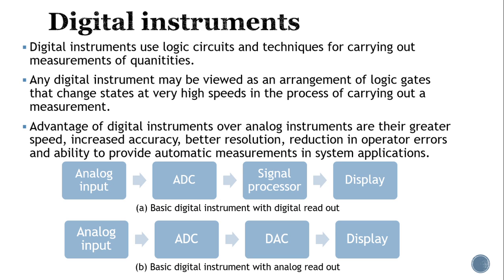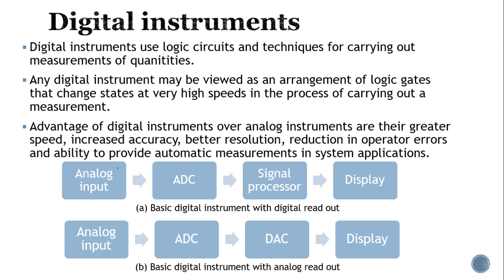But when it comes to digital instruments, you get the value directly and there is only a chance for human errors to occur. That means maybe instead of 7 you might have read it as 1. So the error is reduced in the case of digital instruments. Now you can see over here there are two small block diagrams. The first one has a digital readout and the second one has an analog readout.